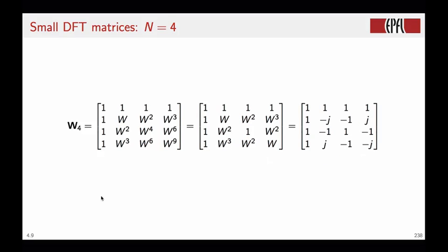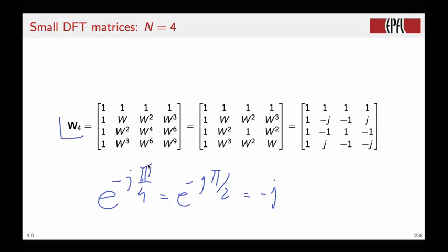W4. Okay, so what is w for n equal to 4? It's e to the minus j 2 pi over 4, which is e to the minus j pi over 2, which of course is equal to minus j. Okay, and this is the matrix W4 written out as given in the general formula. Here we take modulo 4, so w^4 becomes a 1, w^6 becomes w^2.